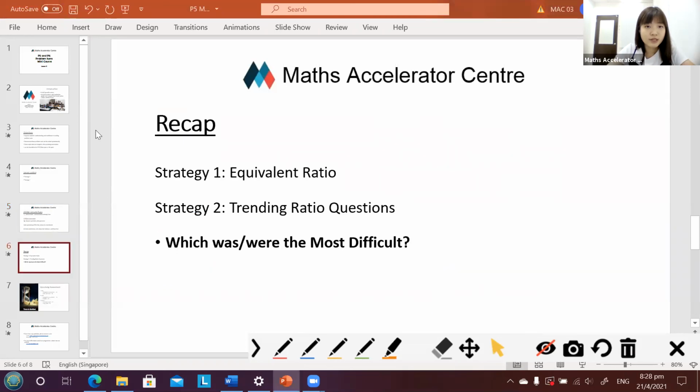We do a bit of a recap. So we did equivalent ratio, trending ratio questions. Which do you find the most difficult? You can type in the chat. Is it strategy 1 or trending questions 1, 2, or 3? Which one do you find the most difficult? Some say 1. Trending more difficult.